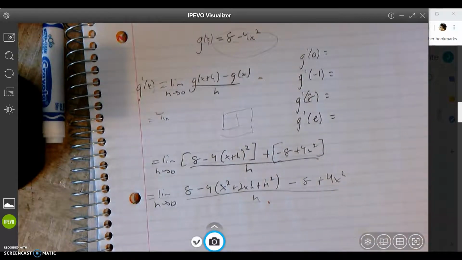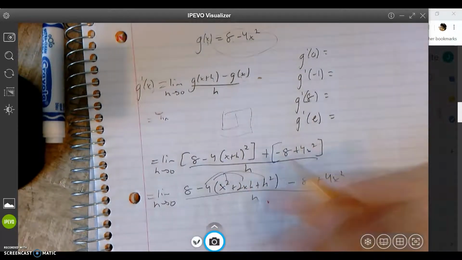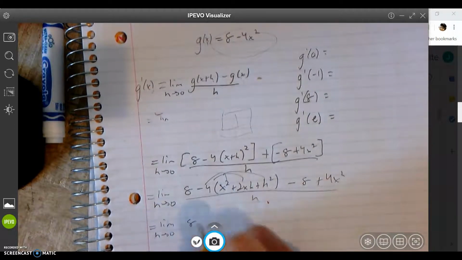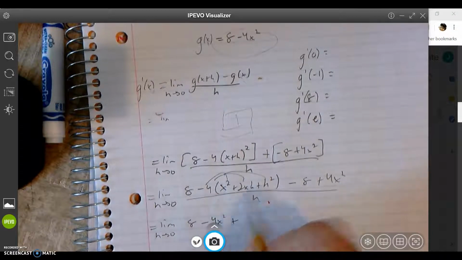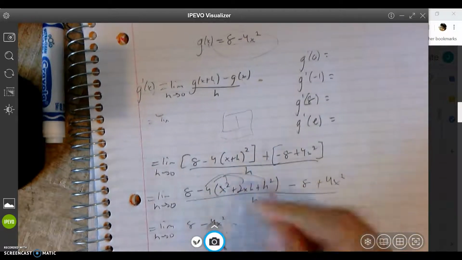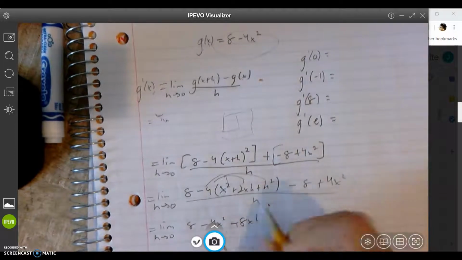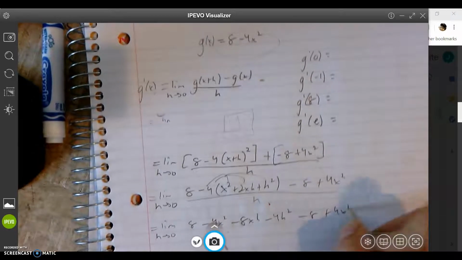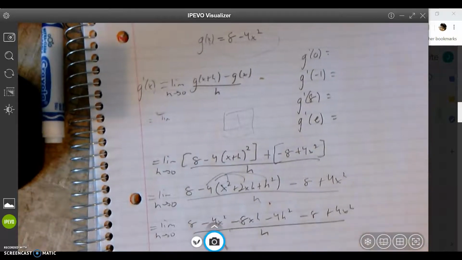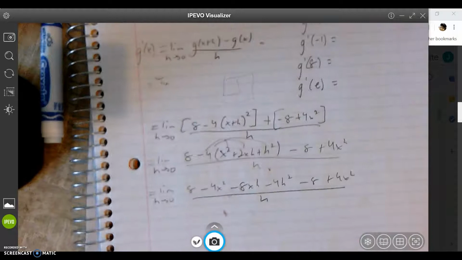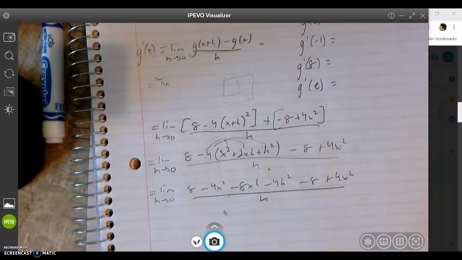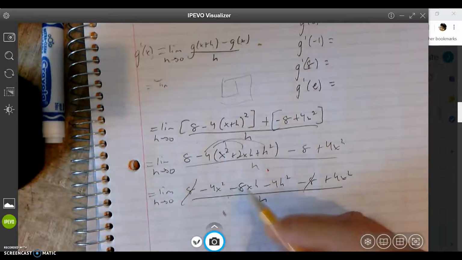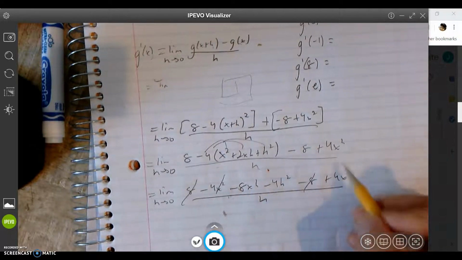Cool, what am I going to do next? Yeah, distribute negative 4 into all these. So equals the limit as h approaches 0 of 8 minus 4x squared minus 8xh minus 4h squared minus 8 plus 4x squared over h. Cool. All right, so now let's see what we got. We got positive 8 and negative 8. Add them together, you get 0. You have negative 4x squared and positive 4x squared. That equals 0.